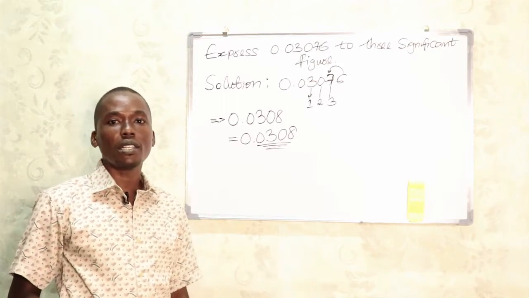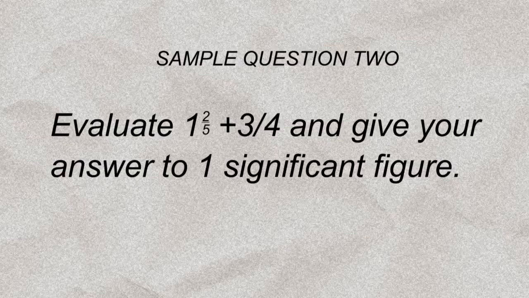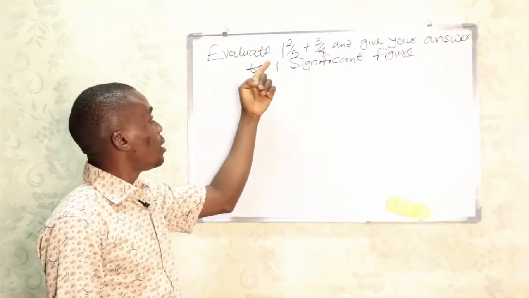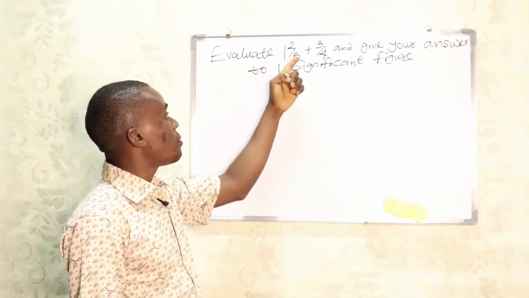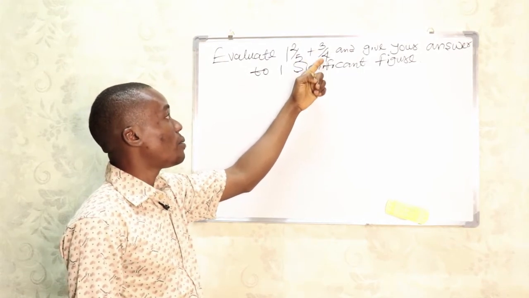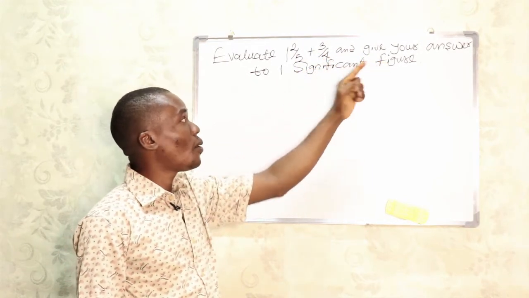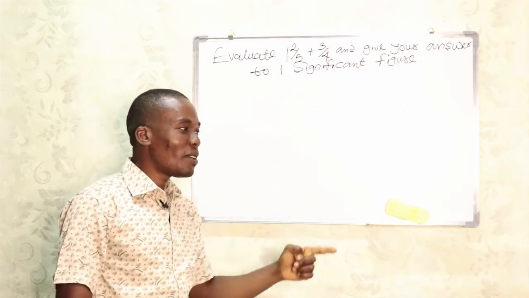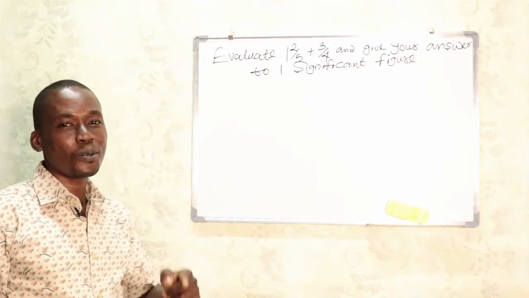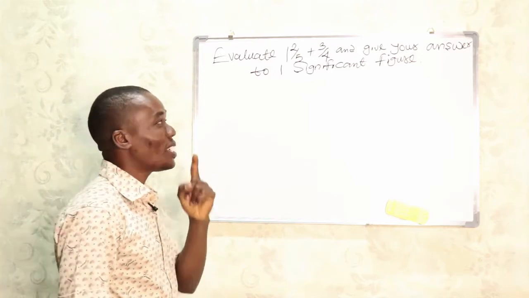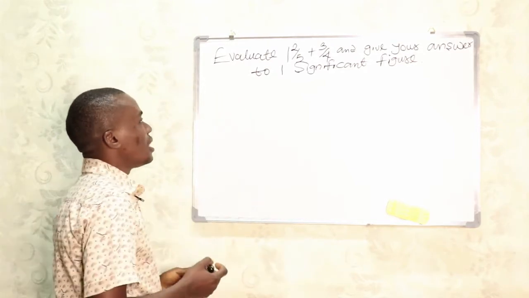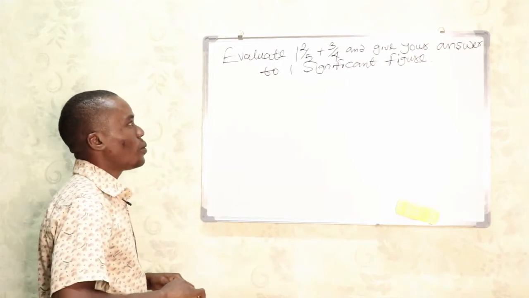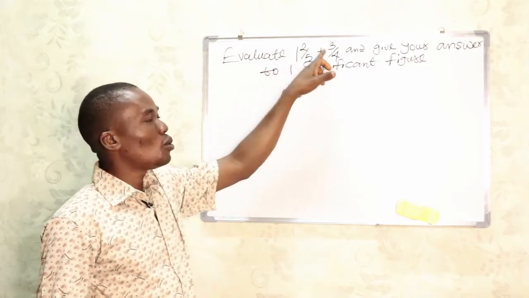Now let's go to our second sample question. Sample question 2 says, evaluate 1 whole number 2 over 5 plus 3 whole number 3 over 4 and give your answers to 1 significant figure. Remember, they say you should give your answers to 1 significant figure. Now, how do we go about solving this? To solve this, we have to first of all evaluate these 2 values.